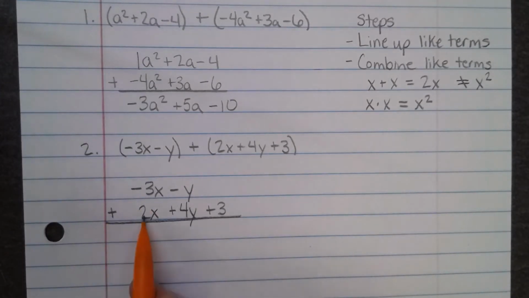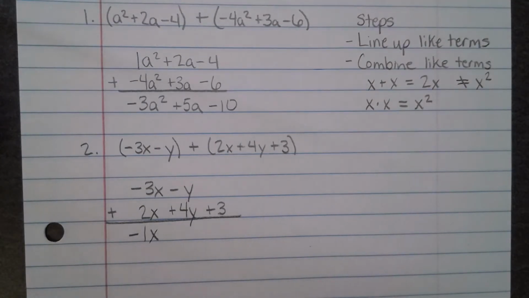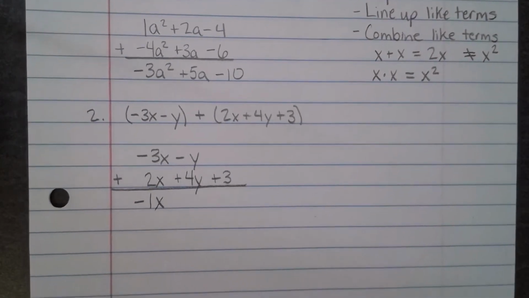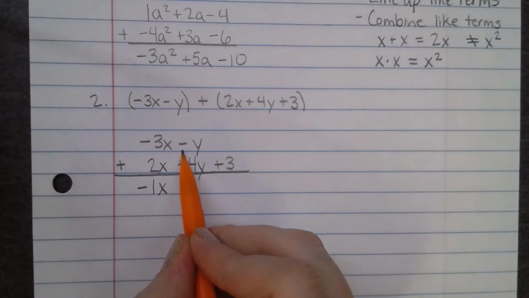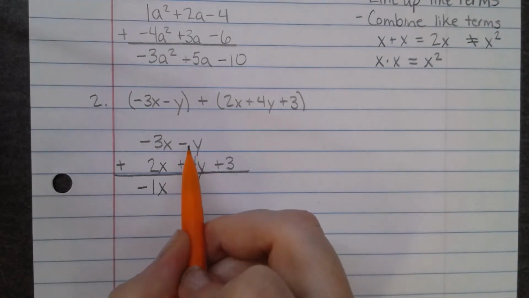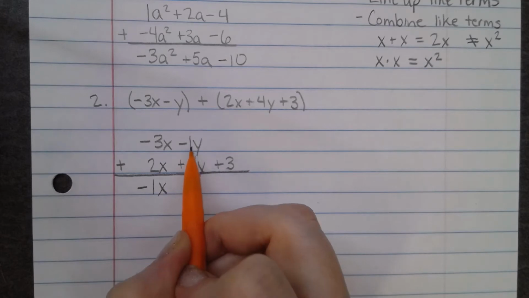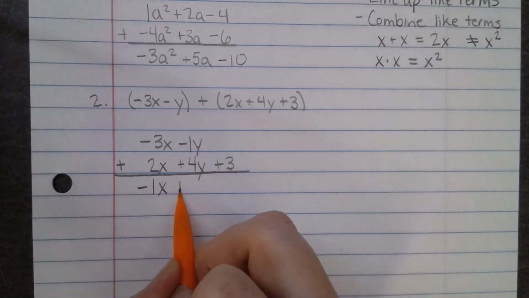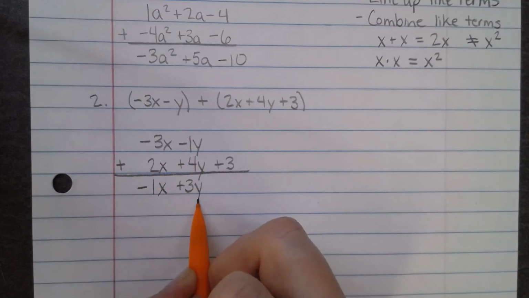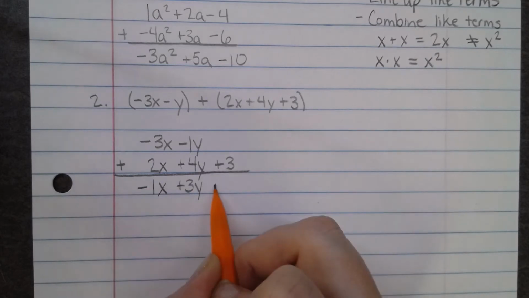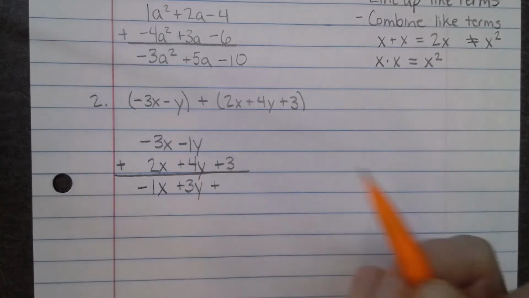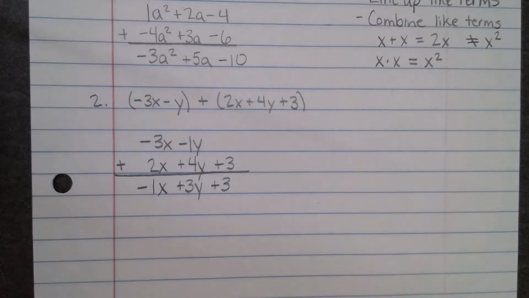Negative 3x plus 2x gives us negative 1x. If you just want to write negative x, that is acceptable. The 1 is not required. Negative 1, that's what this is when there's not a coefficient. So negative 1 plus 4 gives us 3y. And then of course we'll bring down that constant because we're really adding it with 0. It would stay a 3.